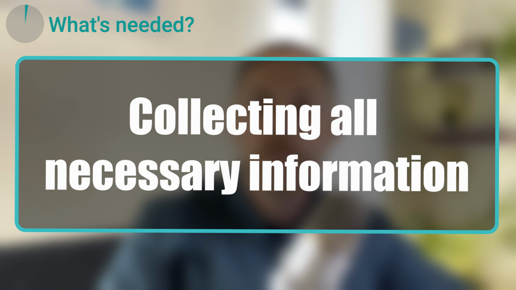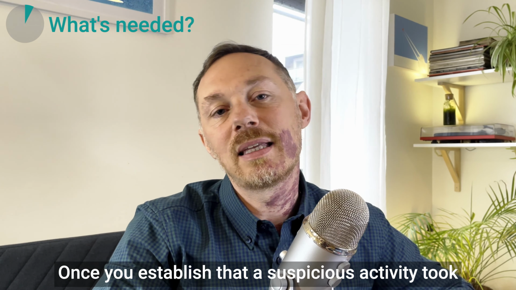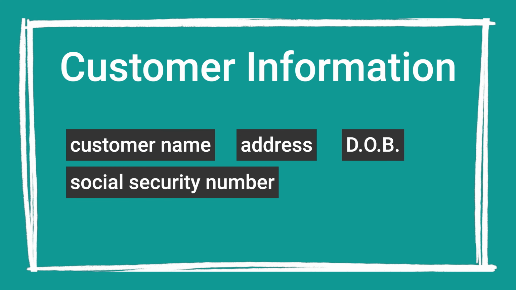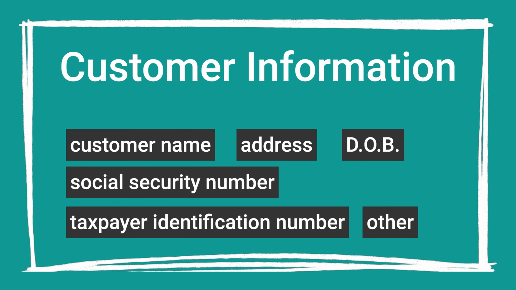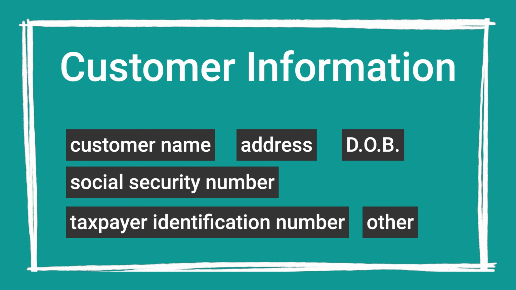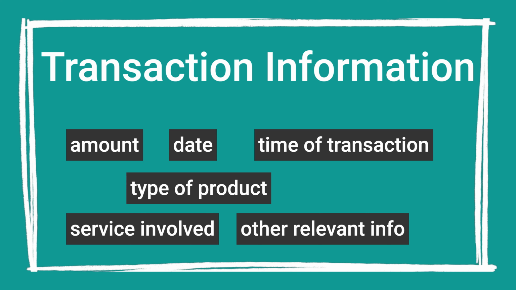Collecting all necessary information. Once you establish that a suspicious activity took place, you will need to collect all the relevant information about the transaction or the activity. This includes customer information. This should be the customer name, the address, date of birth, social security number or taxpayer identification number, and any other identifying information that you have. Transaction information. This should include details about the transaction, such as the amount, date, and time of the transaction, the type of product or service involved, and any other relevant details.